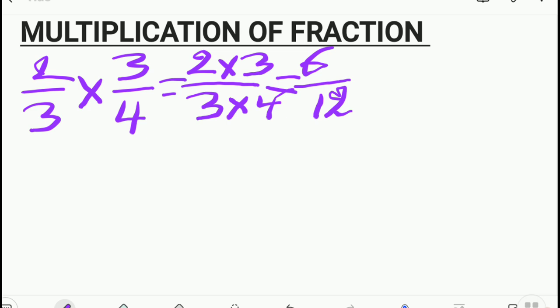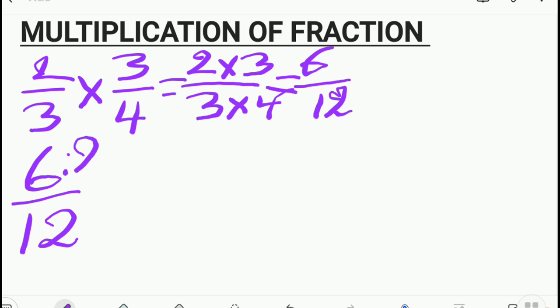To simplify this number, we have 6 over 12. When you want to simplify this fraction, we may either start by dividing both sides by 2. You will have 6 divided by 2 is equal to 3 over 12 divided by 2 is equal to 6. Also, those numbers, both numerator and denominators, can be divided by 3.